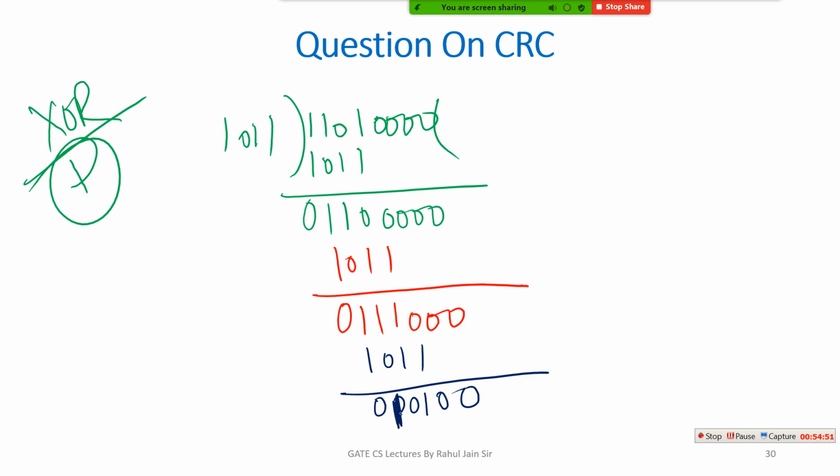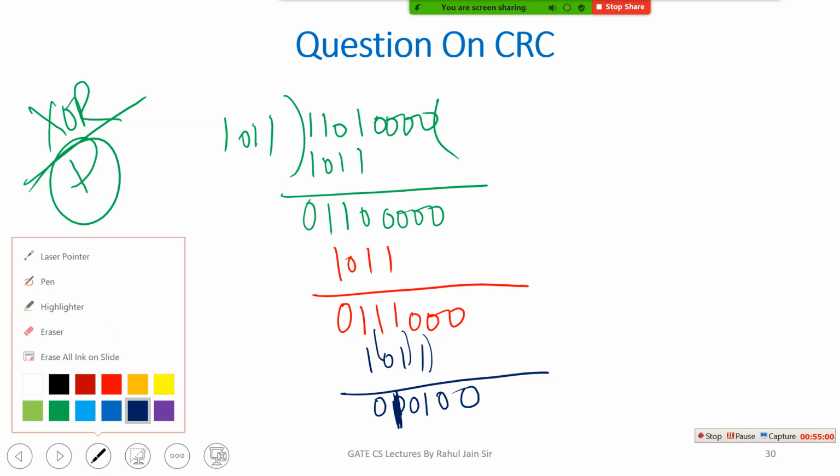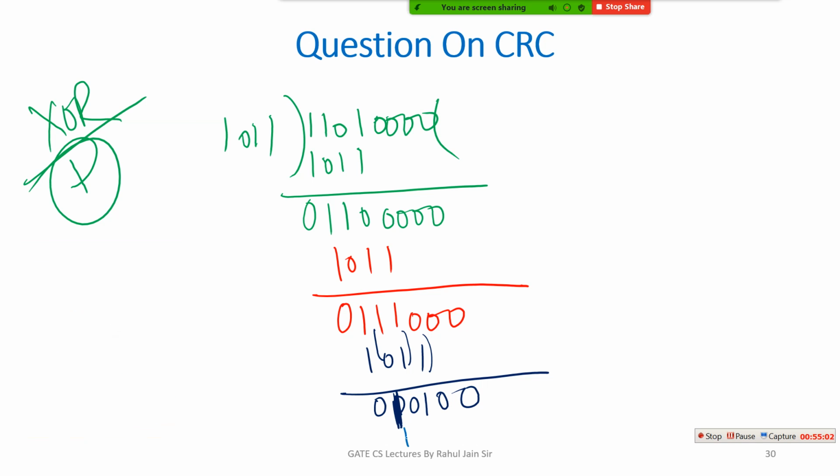1 0 1 1. Again apply XOR operation. What will I get? 1 1 is 0, 0 0 is 0, 1 1 is 0, 0 1 is 1, and 0 is 0. So the least significant 3 bits, that is 0 1 0.